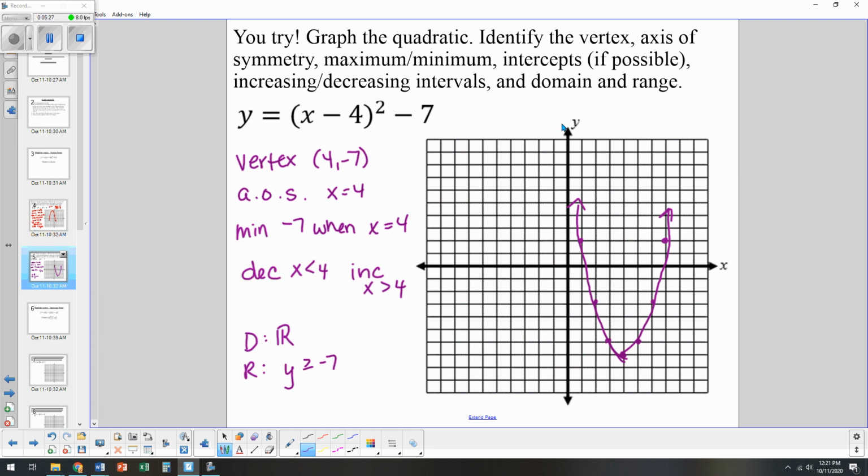If I continued, I would eventually get up to 9, but we didn't see it on the graph, so I didn't list them because it just said if possible. It was decreasing to the left and increasing to the right. Domain was all real numbers, and the range was y is greater than or equal to -7.